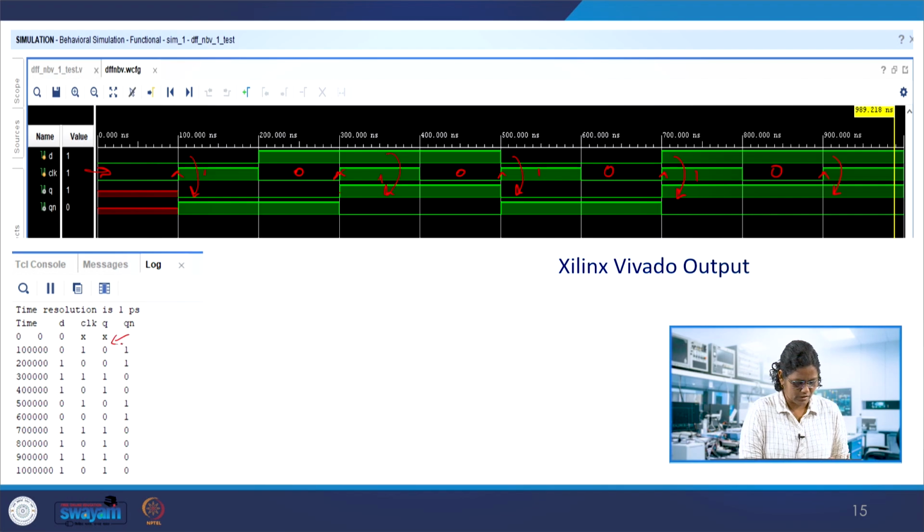Until 100 it is giving unknown values. At 100 nanoseconds D is 0, so it is passed to Q, and then it is retained. It is passed over here at 300 and maintained. Here at 400 the clock is made negative but the data is the same, so data is sampled at the positive edge only. So here 600 and then 700, the clock is 1, and at 900 the clock is 1.